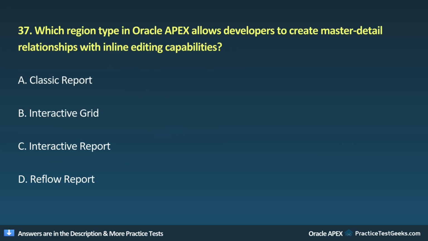37. Which region type in Oracle Apex allows developers to create master detail relationships with inline editing capabilities? A. Classic report. B. Interactive grid. C. Interactive report. D. Reflow report.